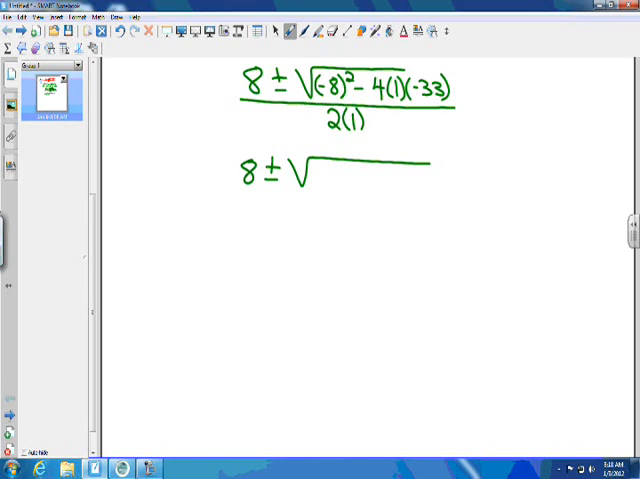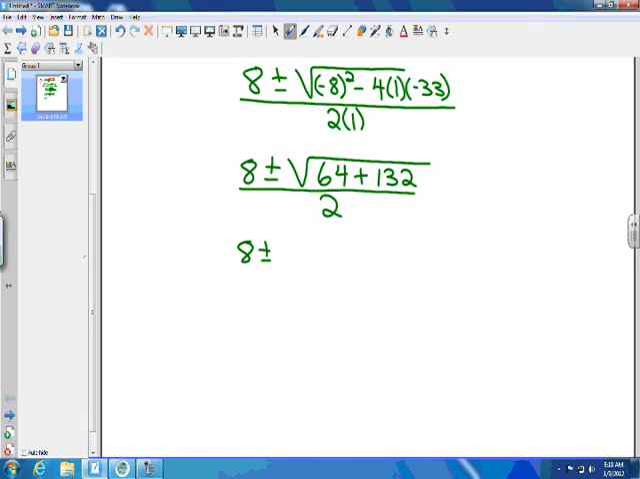So what is negative 8 squared? 64. Then here's the key point. So do negative 4 times 1 times negative 33. That's the best way to make sure you don't mess up the sign. So what will our answer be? Multiply. 132. It'll be positive or negative though. It'll be plus 132 all over 2.